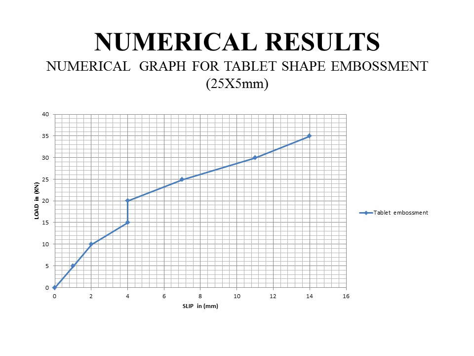This graph shows the slip resisting capacity of a tablet shape embossment. In this, the maximum slip for the tablet shape embossment is 14 mm. It has comparatively more slip than the rectangular. So, chevron is better than rectangular. Rectangular is better when compared to the tablet shape embossment.